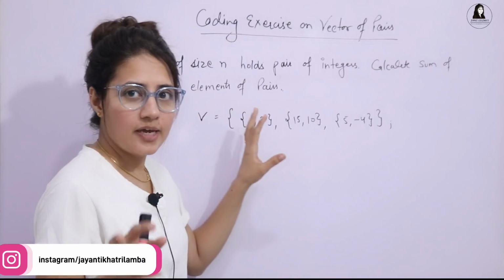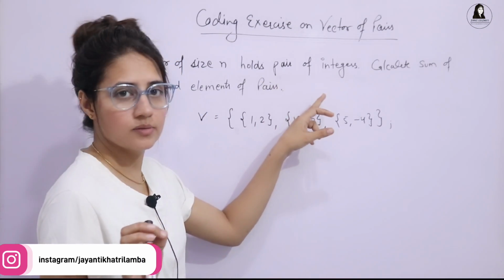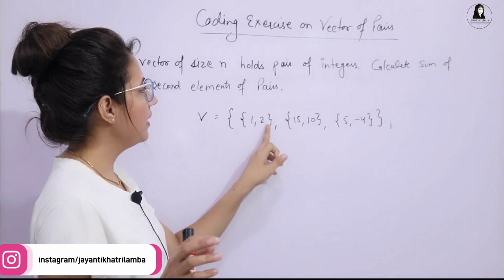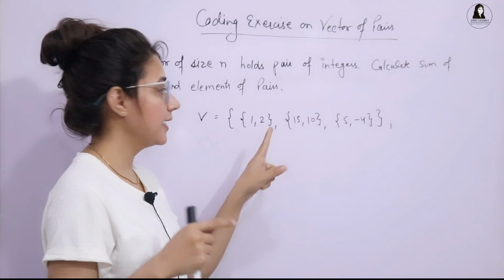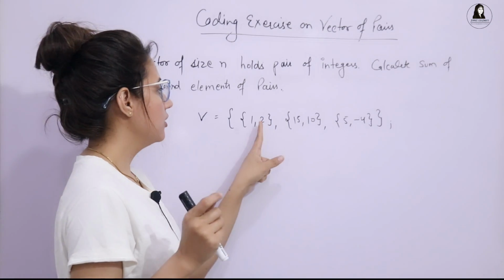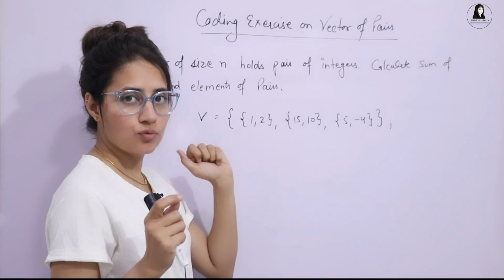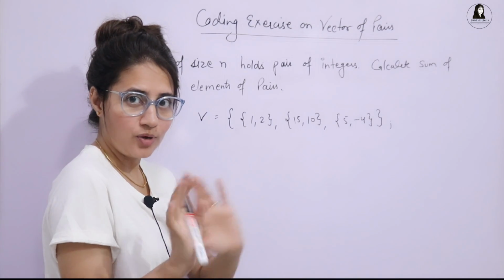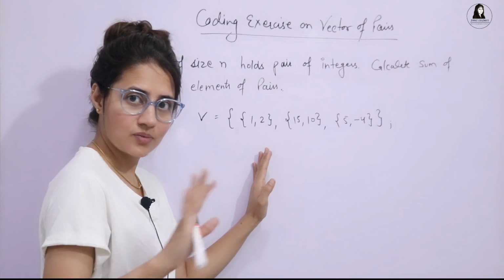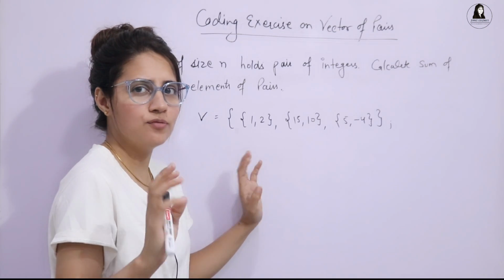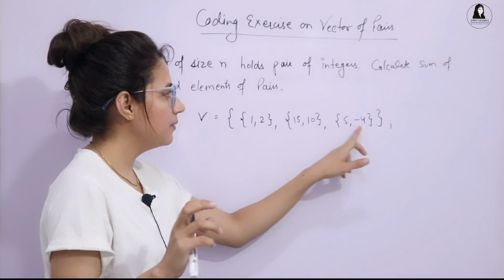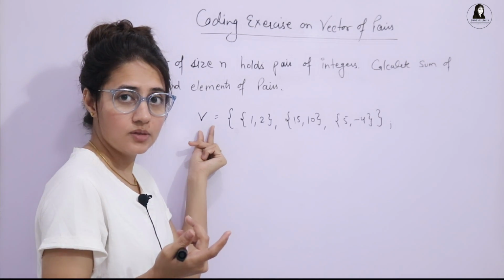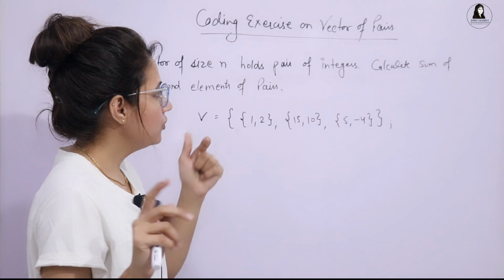You are given a vector of size n which holds pairs of integers, right? Now you have to calculate the sum of the second element of these pairs, right? Means 2 plus 10 plus minus 4. You have to calculate this thing, right? I hope you are getting the problem statement, right? And it's not tough. You have to just access the second element of the pairs within this vector, right? I hope you can do this. Now you have to pause the video and try this out.